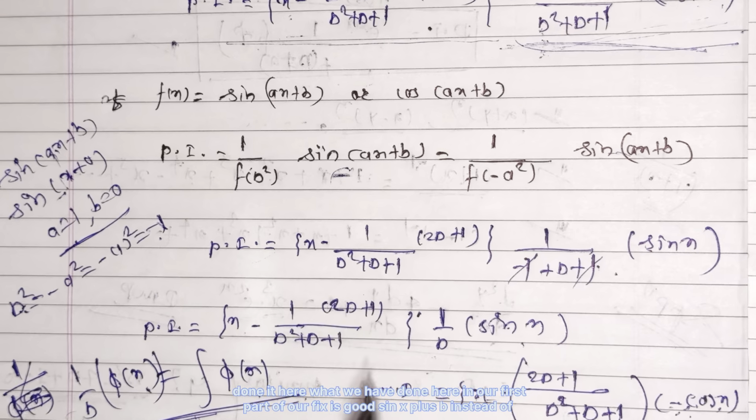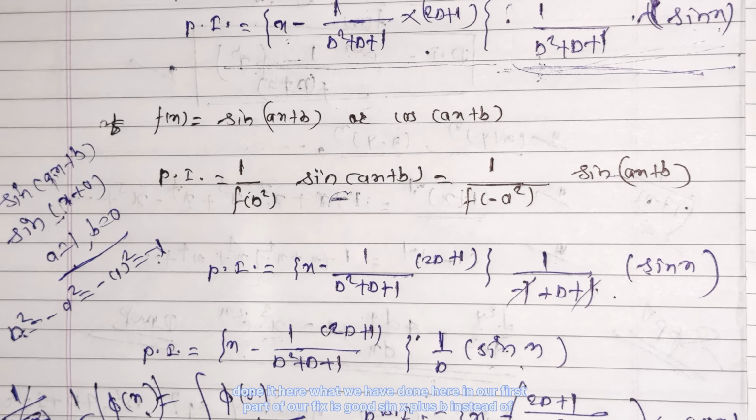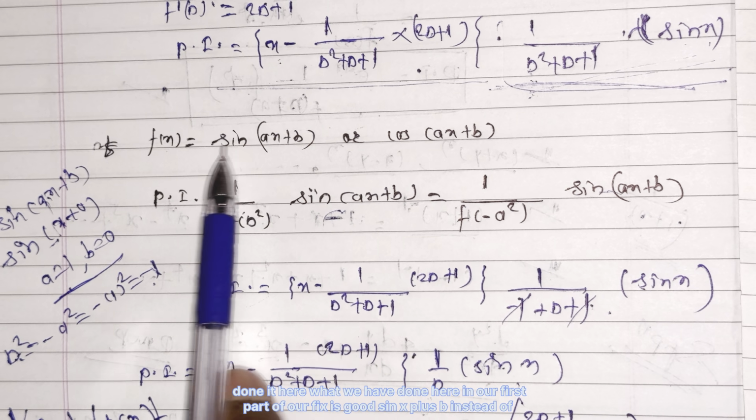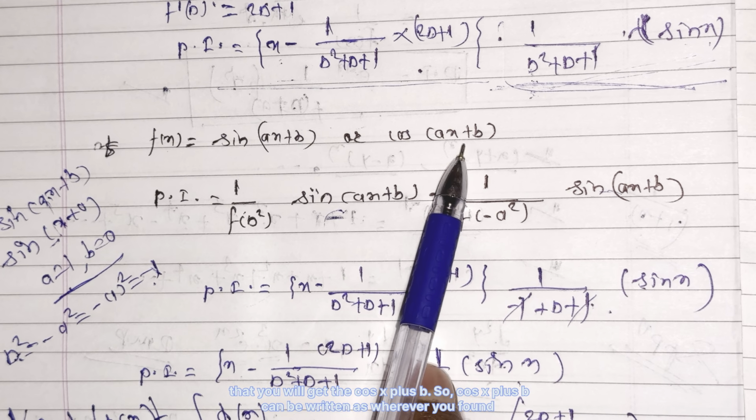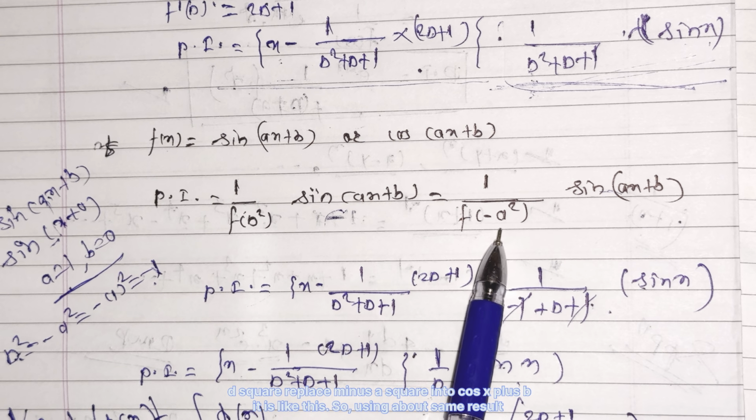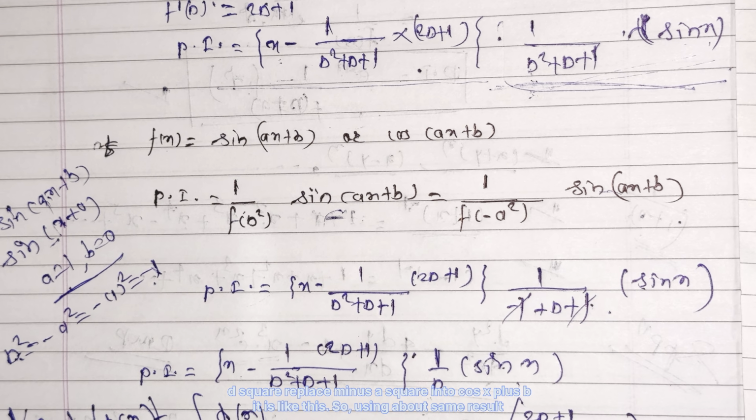Similar to what we have done here in our first part, f of x is equal to sin(ax plus b). Instead of that, you will get cos(ax plus b). So for cos(ax plus b), wherever you find D square, replace it with minus a square. It is like this.